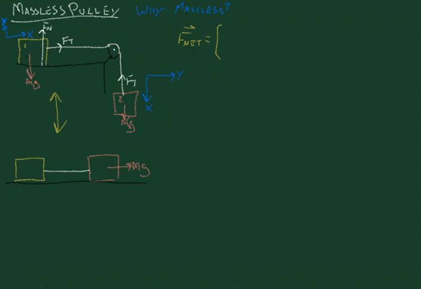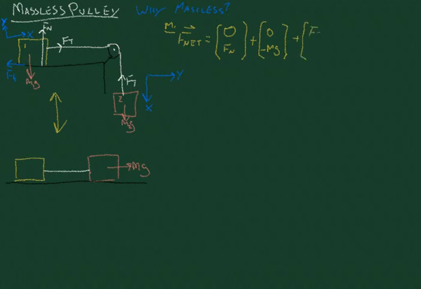So now if we look at mass 1, we see that the net force is the normal force in the y direction. And let's say that there's friction now, so we'll add in friction here. So we have a frictional force in the minus x direction. So we have a tension force in the y direction. We have a gravitational force in the minus y direction.